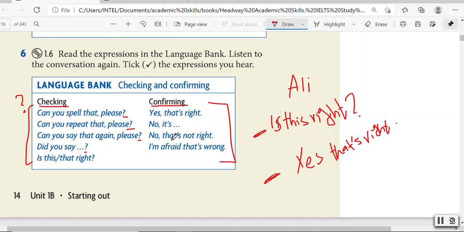This one and this one are for being sure about that answer, or for being sure that the answer is wrong. That is not right. But this one, we use for the correct answer. Yes, that's right. And no, I'm afraid that's wrong. Okay? You can confirm your information to be sure, whether it's correct or not. Make the speaker to be sure.